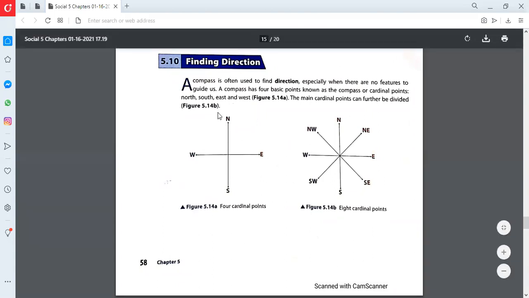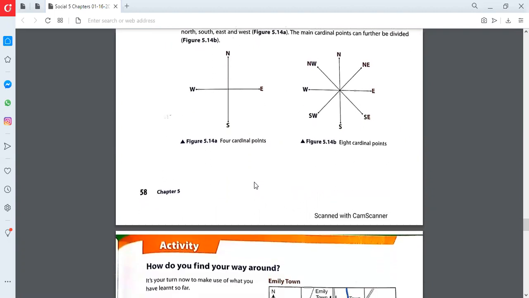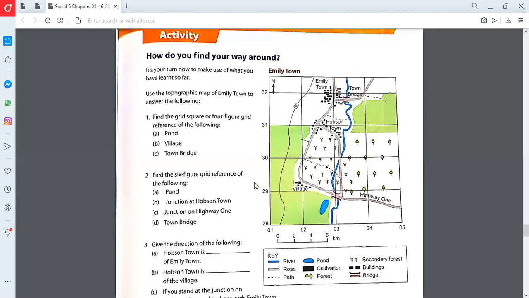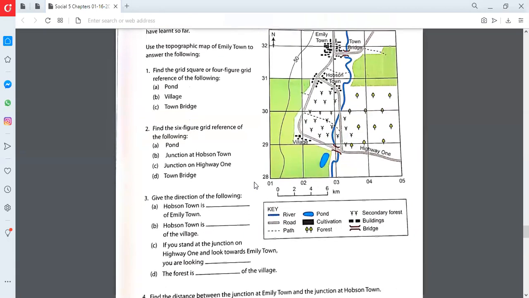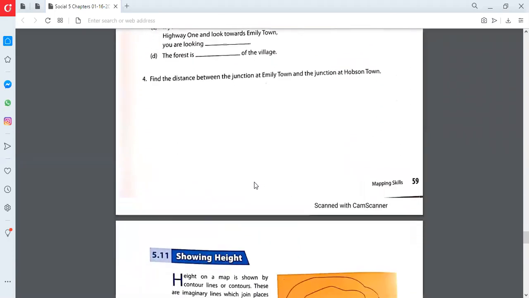Now we are moving to page number 60. Why are we moving to page 60? We will come back to page 59 when we do the written questions. Right now, everybody open page number 60. Leave this activity on page 59. We will come back to it after we complete this chapter and start the questions.